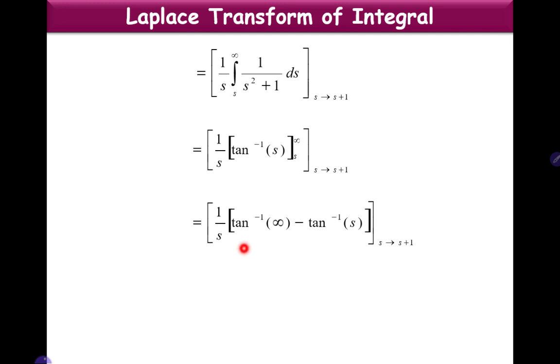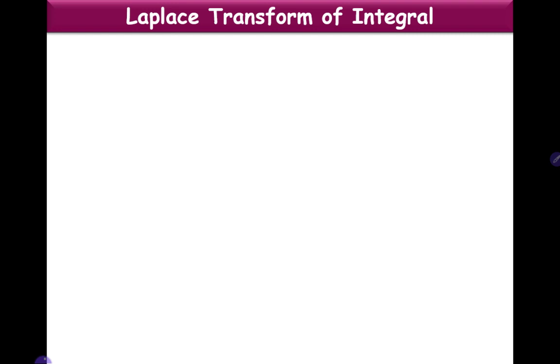What is tan inverse infinity? Tan goes to infinity at pi by 2. So tan inverse infinity is pi by 2. And hence this is 1 by s times pi by 2 minus tan inverse s, and we all well know that pi by 2 minus tan inverse s is cot inverse of s, because tan inverse s plus cot inverse s is always equal to pi by 2. So pi by 2 minus tan inverse s is cot inverse s, and hence this is 1 by s times cot inverse s, where s must be replaced with s plus 1.